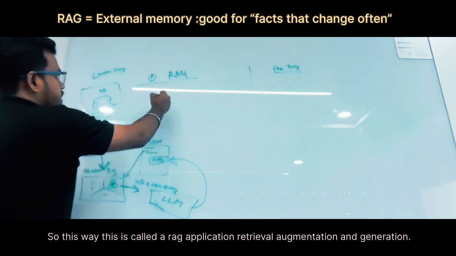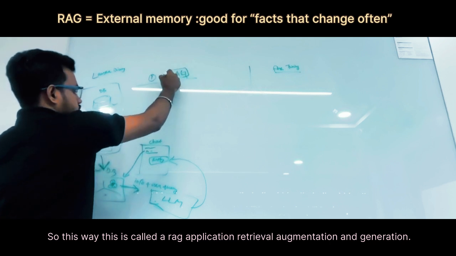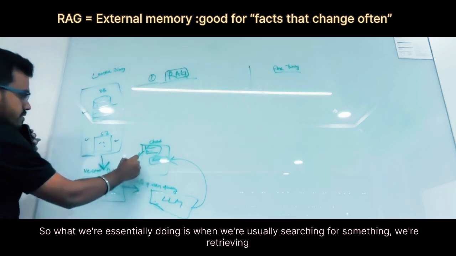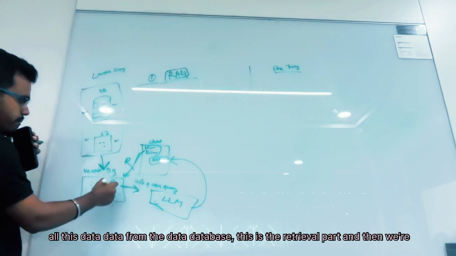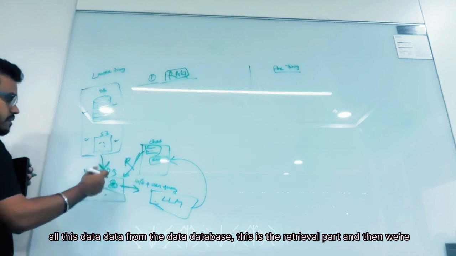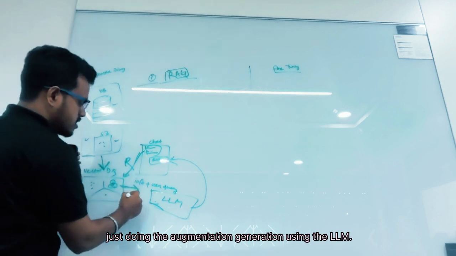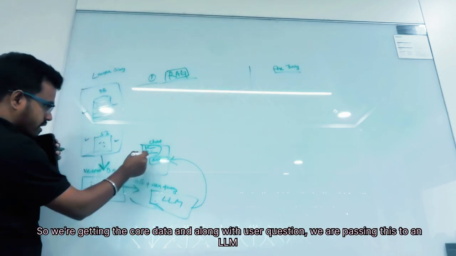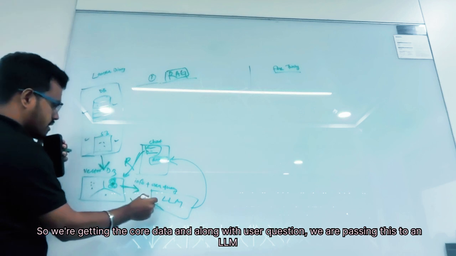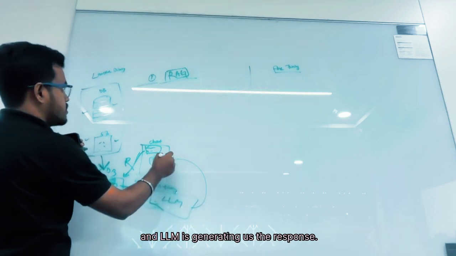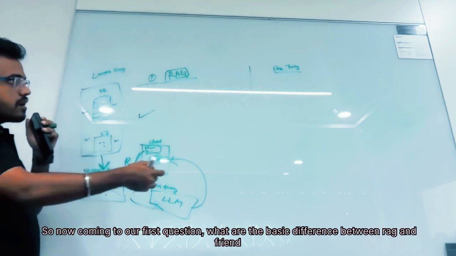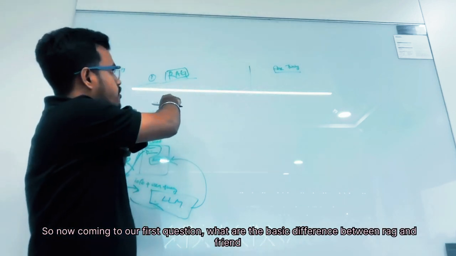So this is called a RAG application, retrieval augmented generation. What we're essentially doing is, when we're searching for something, we're retrieving all this data from the vector database. This is the retrieval part, and then we are doing the augmentation and generation using the LLM. So we're getting the core data, and along with the user question, we are passing this to an LLM, and the LLM is generating the response. So this is nothing but our RAG application. So now coming to our first question, what is the basic difference between RAG and fine tuning?